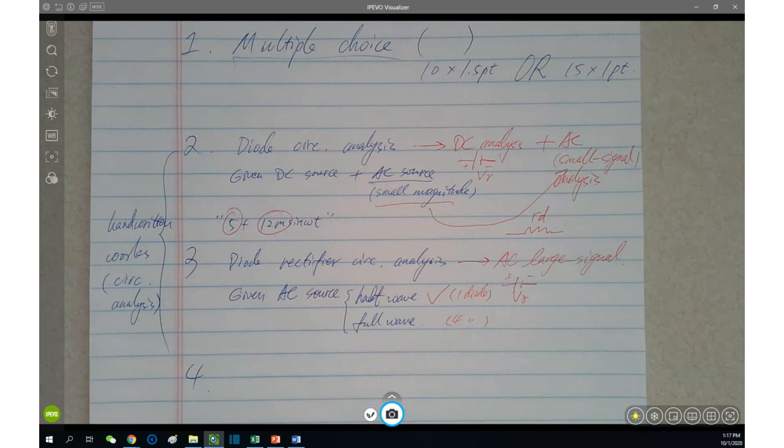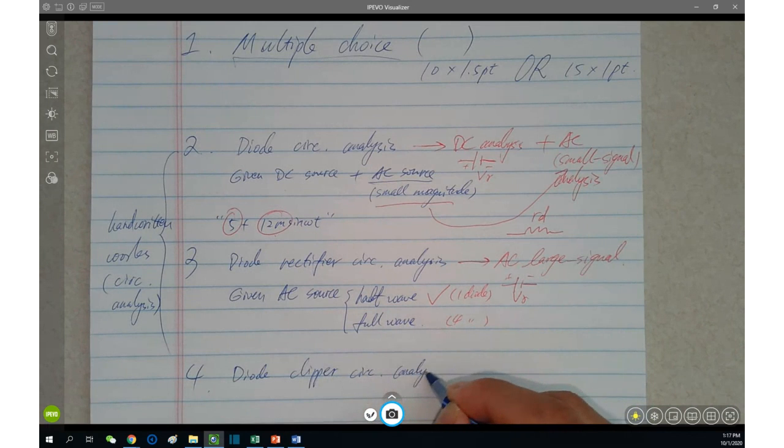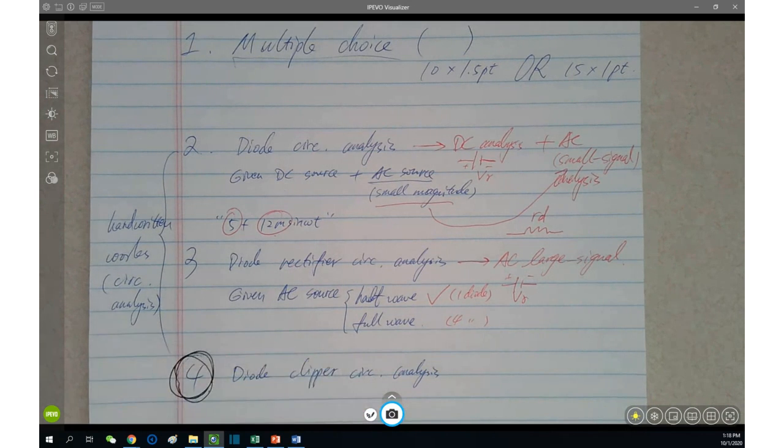This is the second one. And the third calculation problem is a clipper circuit analysis. According to the experience, this is the most difficult one. Today we're going to learn a couple of clipper circuit analyses. According to what happened in the past, students struggle with it.